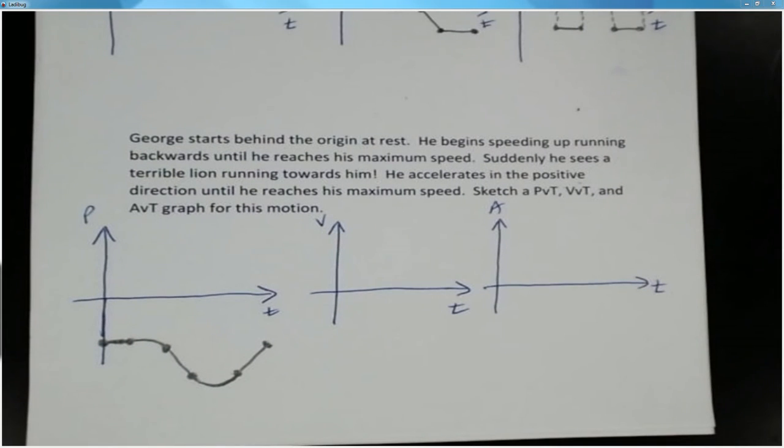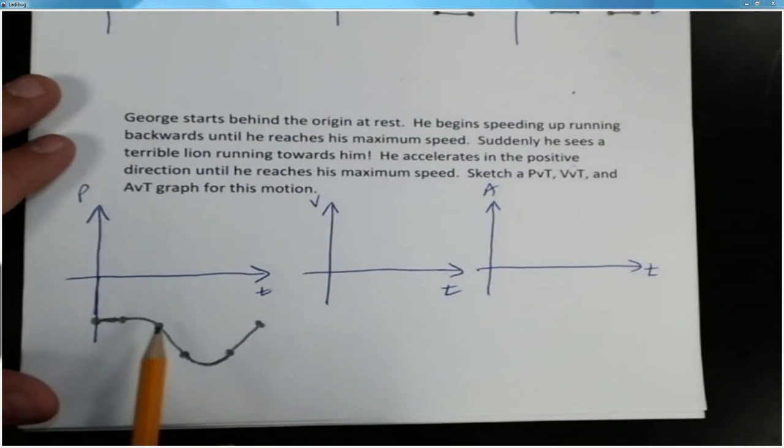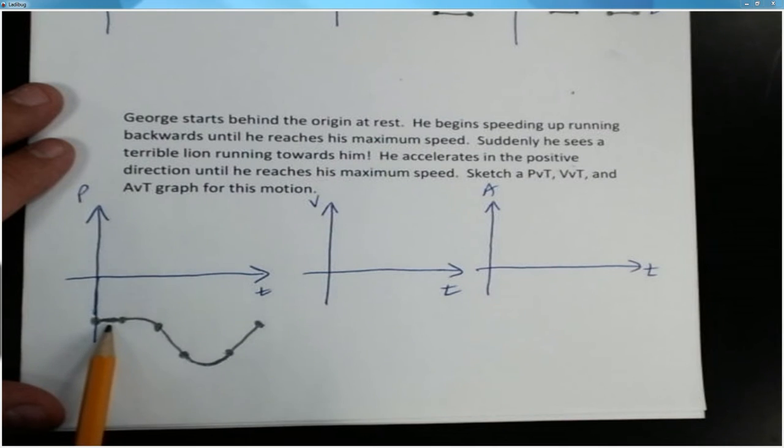Oh my goodness. I got so busy drawing my picture, I'm not sure you could see it. So let me go over it again. I might have slipped off of the screen. Here's George. He starts behind the origin at rest. He speeds up running backwards until he reaches his maximum speed. It's a negative. He has negative velocity, but it's his maximum speed.